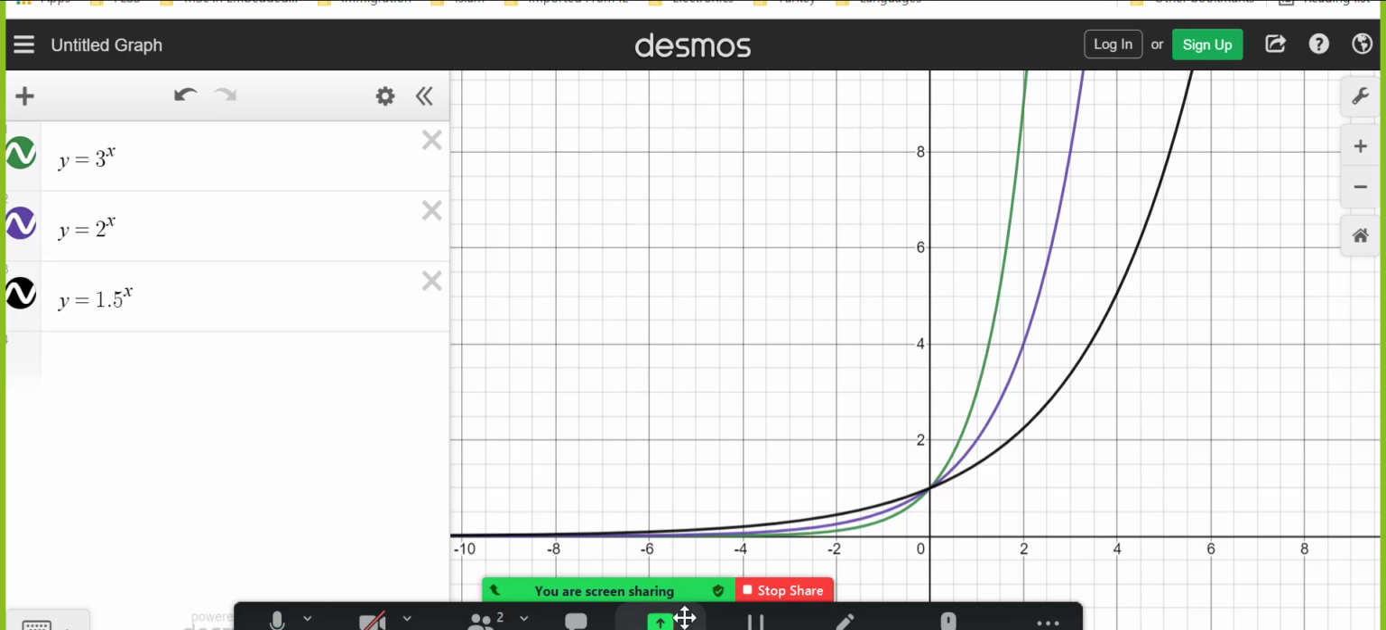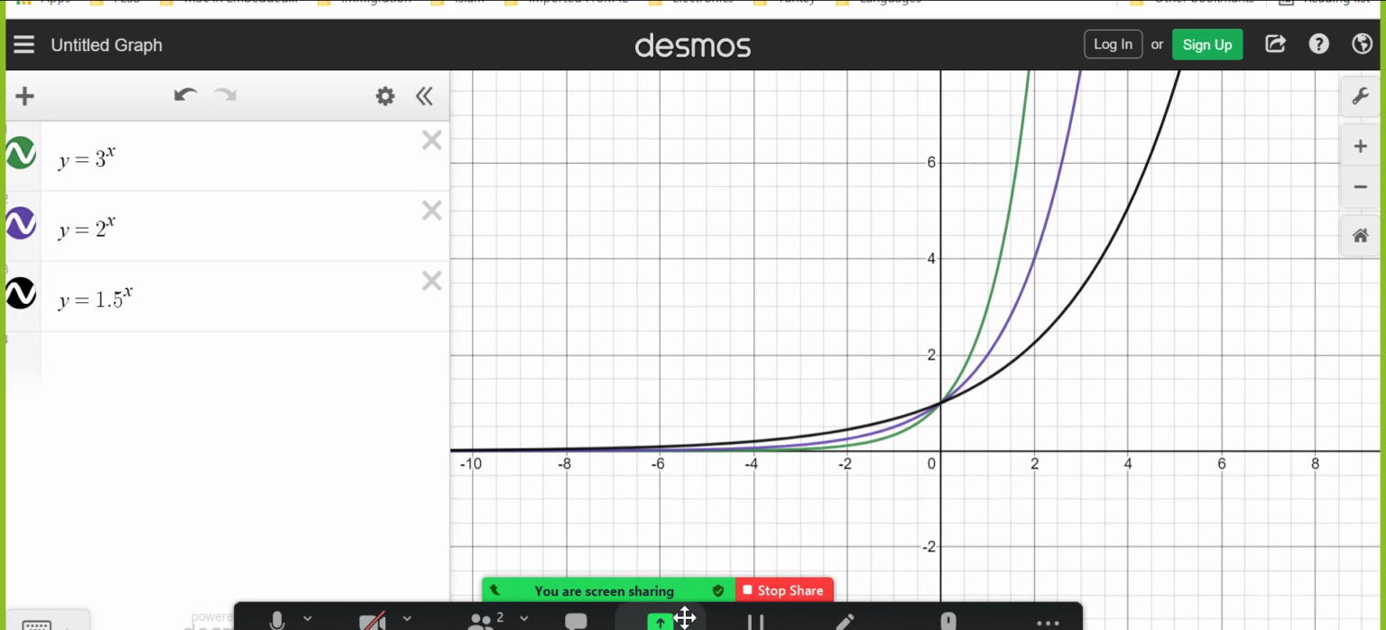This purple, dark purple one is 2 power x, and the last one, the black, is 1.5x. On the right hand side you can see 3 is the highest one. Okay, 3. On the left hand side the green is the lowest, it's the least down here.